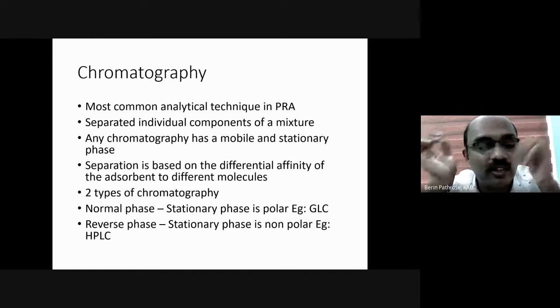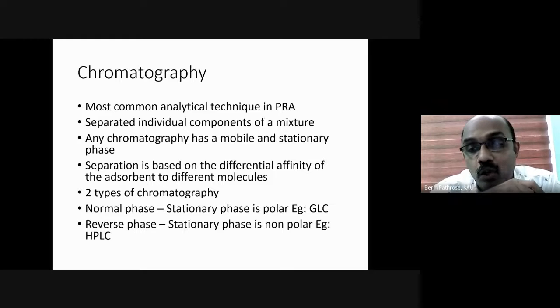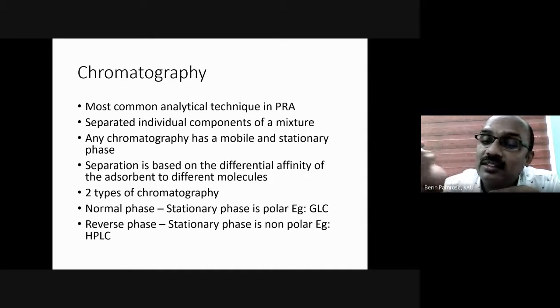This chromatography can be classified into two: normal phase chromatography and reverse phase chromatography. Normal phase chromatography means that the stationary phase is a polar phase, while the mobile phase is non-polar.